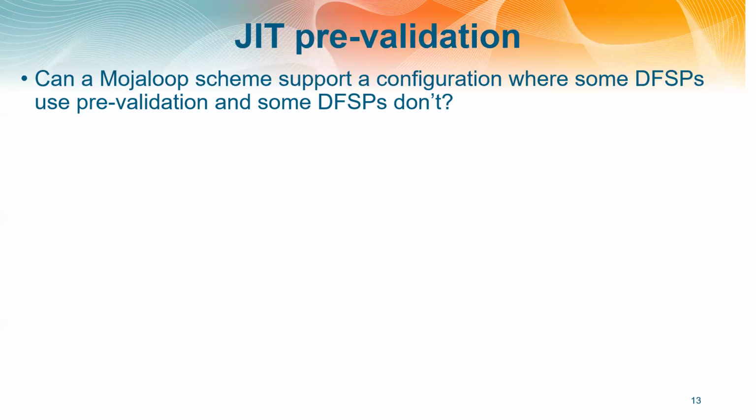And it destroys the level playing field between institutions of different kinds, which is a fundamental principle of Mojaloop. So it can support a configuration like that, as long as the DFSPs who don't need to use pre-validation, if there are any, essentially provide a simulated pre-validation, so that all DFSPs always send pre-validation requests, and some DFSPs, if they are confident that they can, approve those automatically.